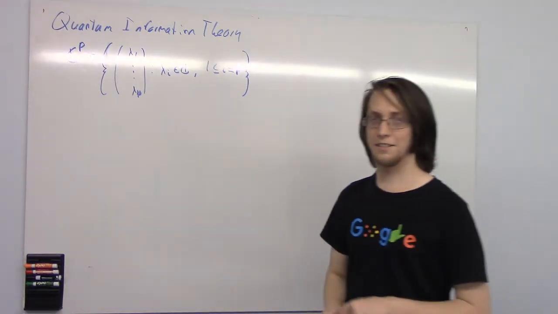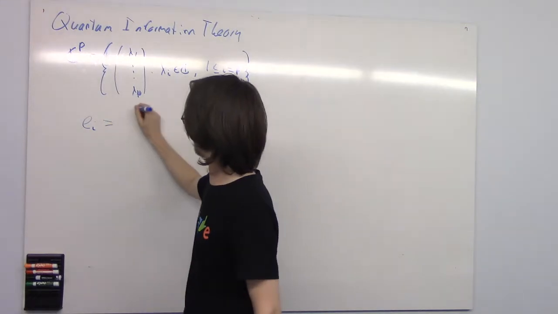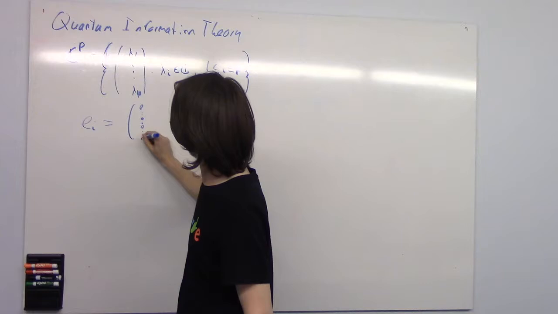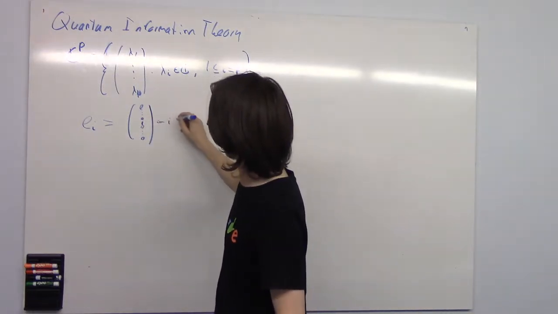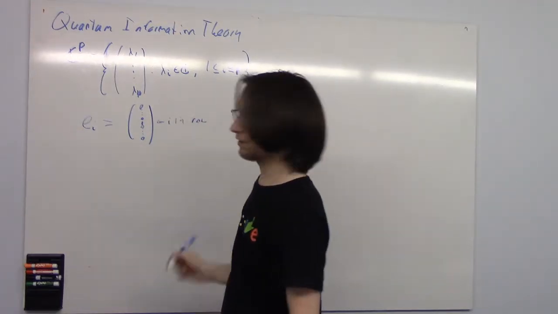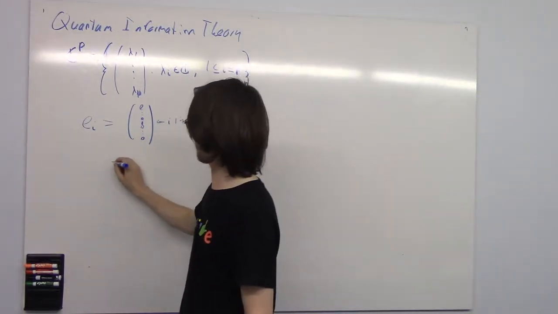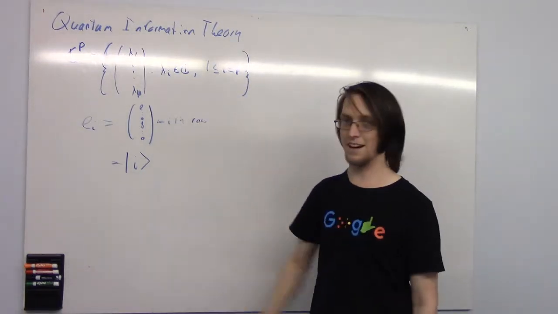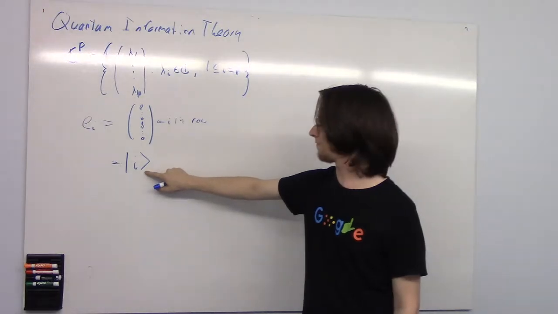Okay, this has the canonical basis e_i, which is the vector with a 1 in the ith row and zeros everywhere else. We will also call this ket i. This is called ket in physics notation.